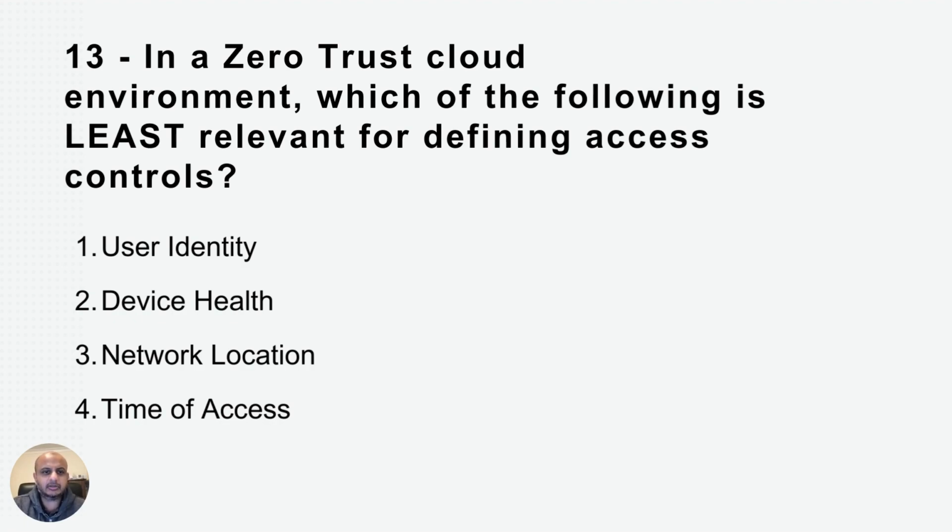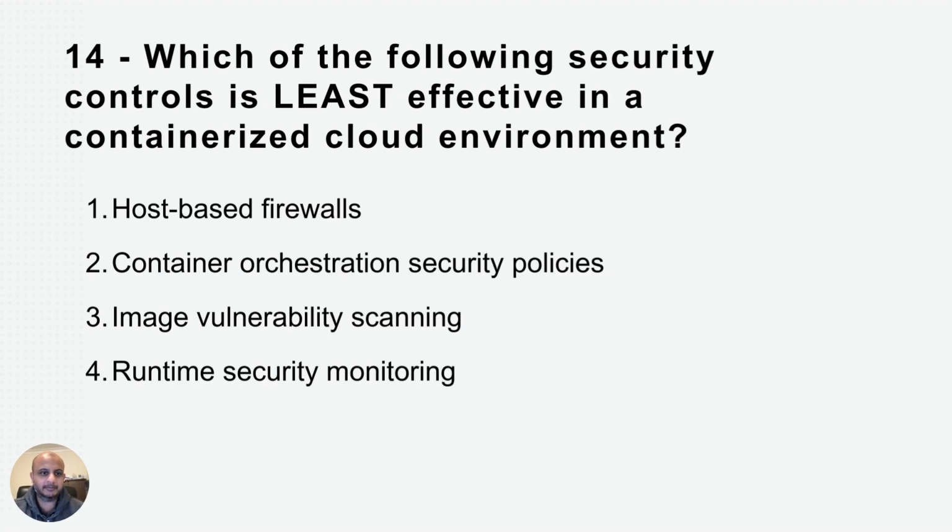Okay, in a zero trust cloud environment, which of the following is least relevant for defining access controls? So this is cool. I mean, all of them are relevant, but: user identity, device health, network location, time of access. If you know what zero trust is, this is quite easy to understand. User identity and device health are definitely things you need to consider when giving access. Time of access, network location, yeah, no, because in zero trust, like I said, there is no trust, right? It's never trust, always verify. So it doesn't matter where the device is located, where the user is located, when it comes to defining your access controls. So yeah, definitely this is what it would be.